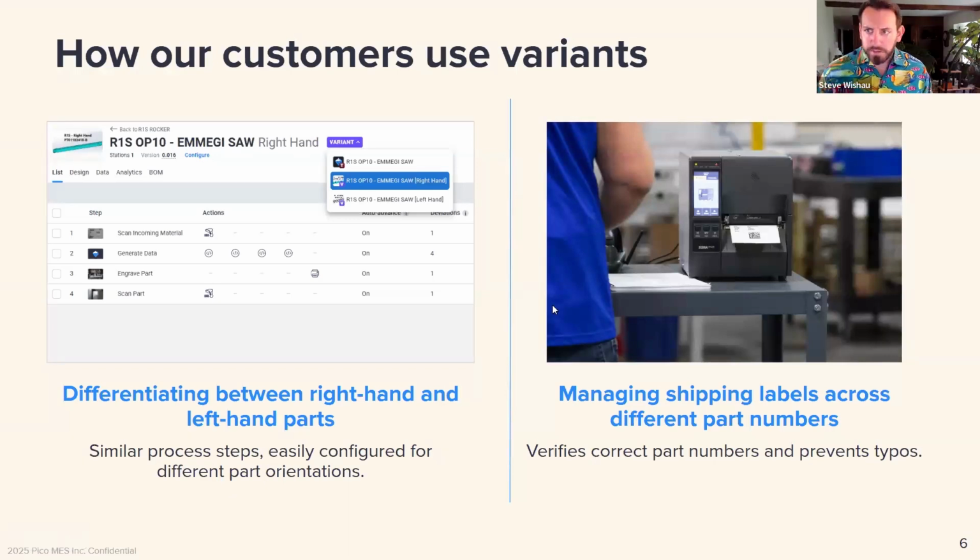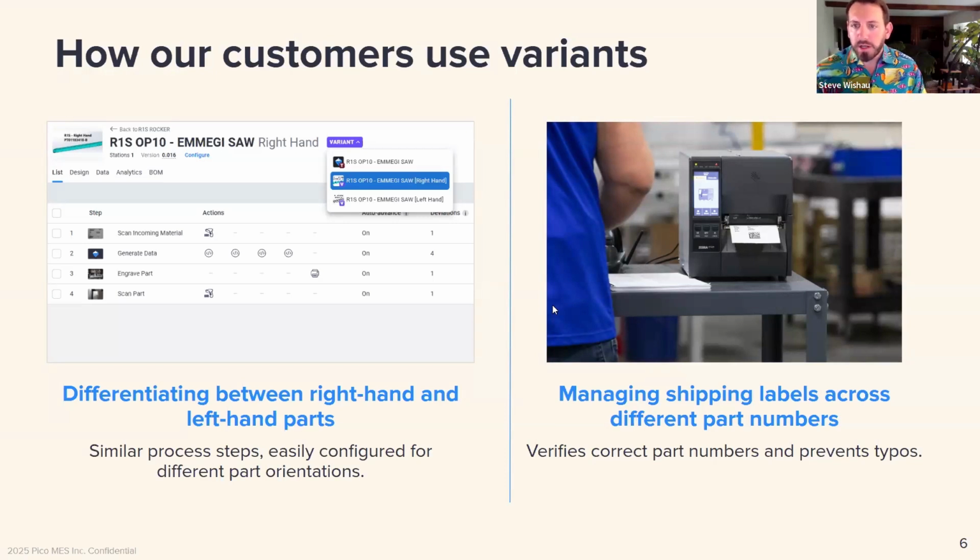So as we've seen from Greg here and Chris, we want to differentiate between some of those different parts. If we're talking about a left-hand or right-hand part, we want to make sure that our labels are coming out the same, our serial numbers and part number are shared across those assemblies, and those processes are configured for those different orientations. Similarly, this is going to automatically generate those labels.